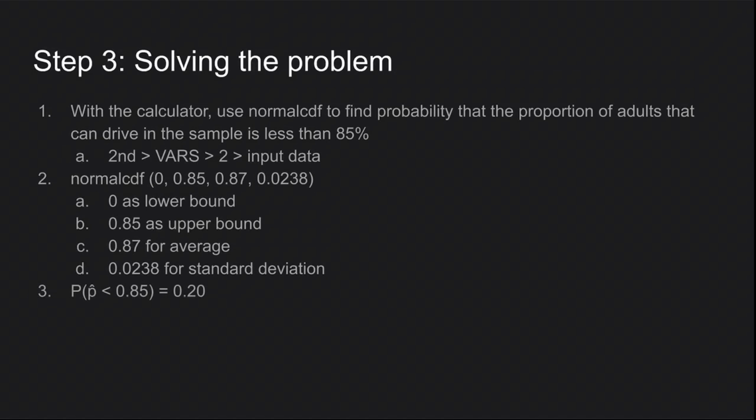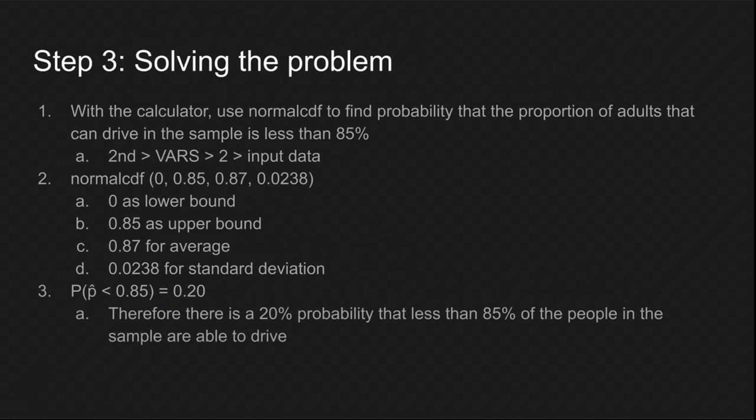And this is basically probability notation, which is the probability that the sample proportion is less than 0.85. If you do this correctly and put it in your calculator, you should get 0.20. So therefore, there is a 20% probability that less than 85% of the people in the sample are able to drive.